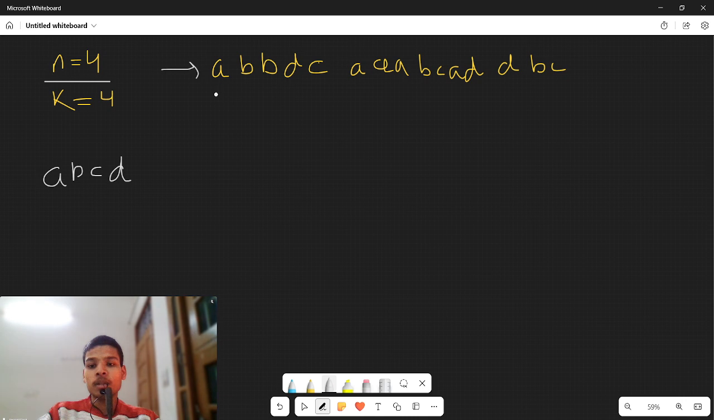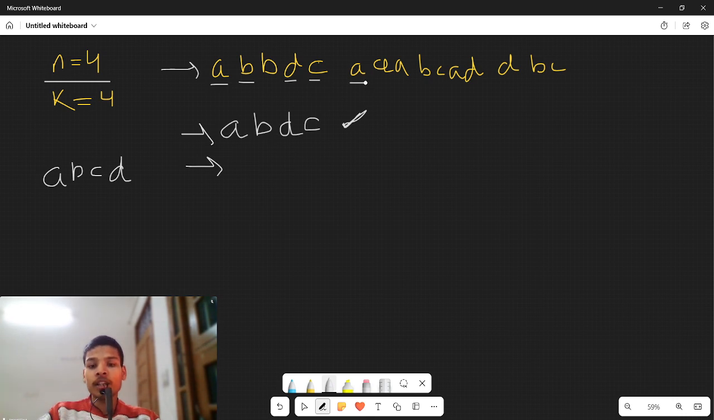First of all, my pair is empty. I will pick A. Now my B is coming, so I will pick B also. Now my B is already there in this pair, so I will not pick it. And now I can also pick this D. Now I will also pick C because C is not there. Now you can see by picking C, my pair of A, B, C, D is complete. My one pair is completed. Now I will try to form another pair.